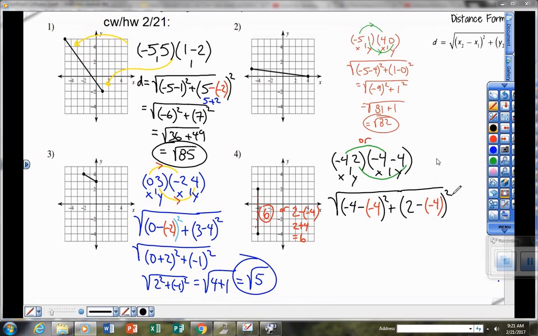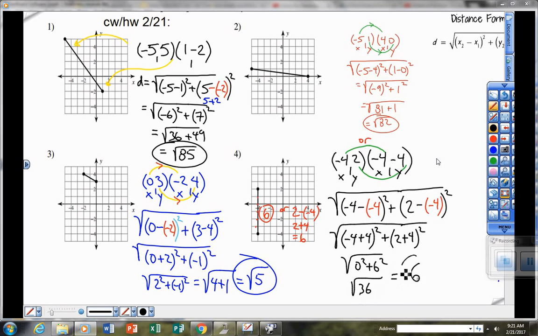That turns to plus. That gives me the square root of negative 4 plus 4 squared plus 2 plus 4 squared here. Negative 4 plus negative 4 or plus 4 is 0 squared plus 6 squared. Gives me the square root of 36, which is 6, just like I counted.